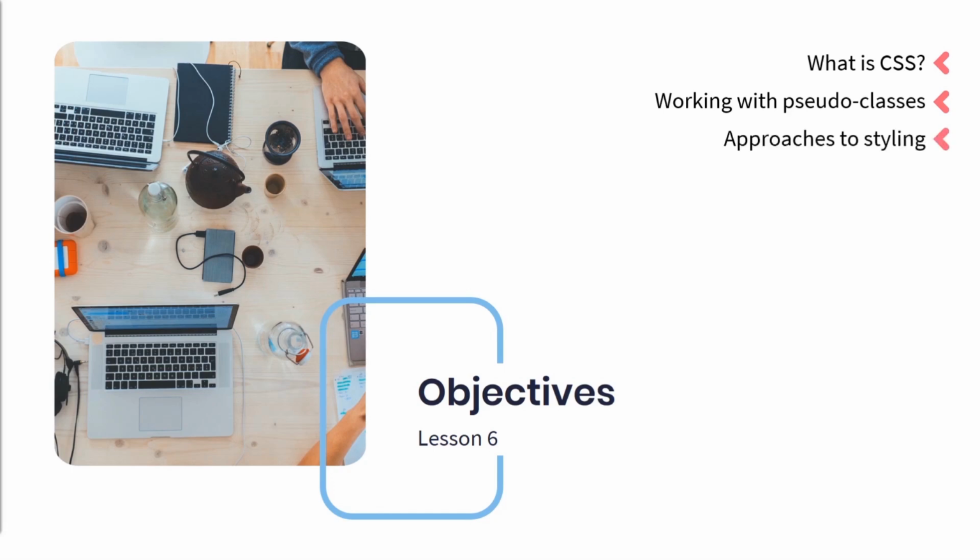Okay. And then we'll also have a look at approaches to styling. Now, there are 3 different approaches to styling when it comes to CSS. And we will have a look at all 3 of them, but keep in mind there's only one that we will use moving forward. So the idea is to show you all the bad practices and the best practice in terms of how do we style.